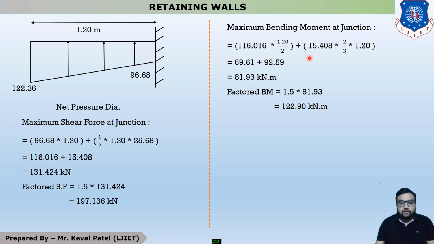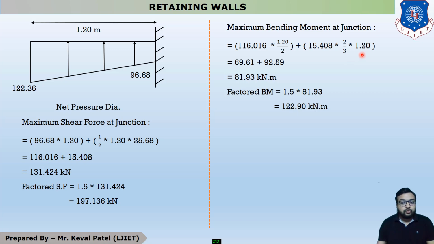The value is 15.408. Now what is the CG? Our second component is the triangle, and we have to consider all the loads and all the forces from this point. So our CG is at this point. What is the distance? This distance is 2 by 3 from the stem and toe junction. So our CG is at 2 by 3 of altitude.